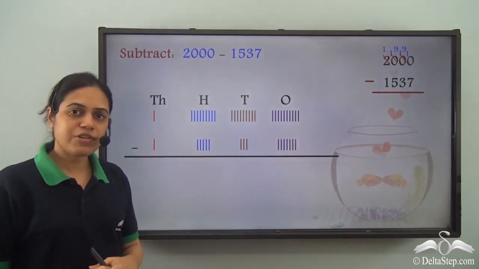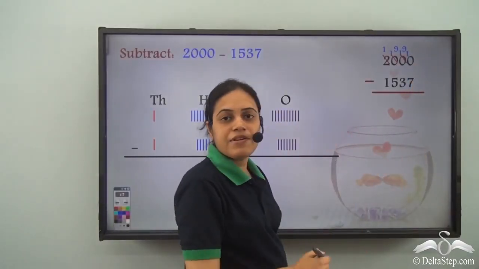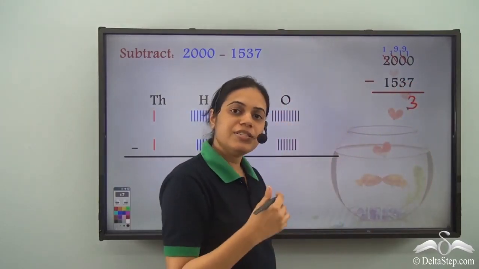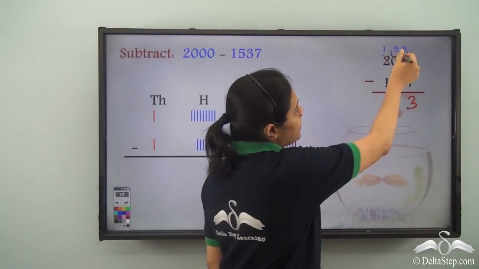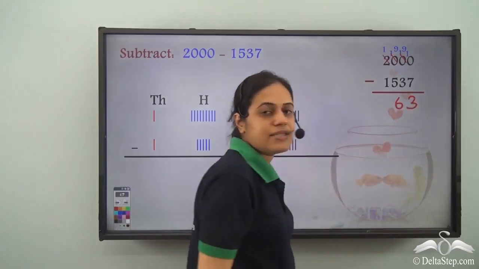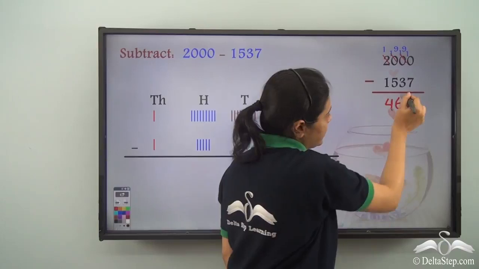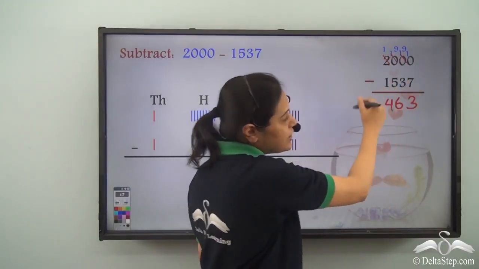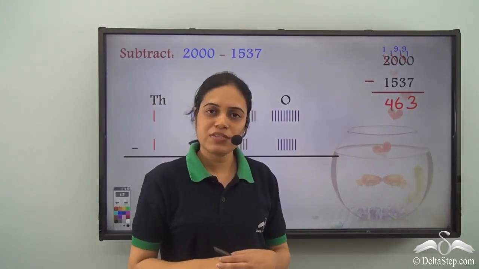So now I'll subtract. So now 10 minus 7 is 3. So I subtract the digits in the ones place. In the ones place I have 10 minus 7. In the tens place I have 9 minus 3, that is 6. In the hundreds place I have 9 minus 5, that is 4. And in the thousands place I have 1 minus 1, that is 0 or nothing. So I can skip writing the 0 as well.